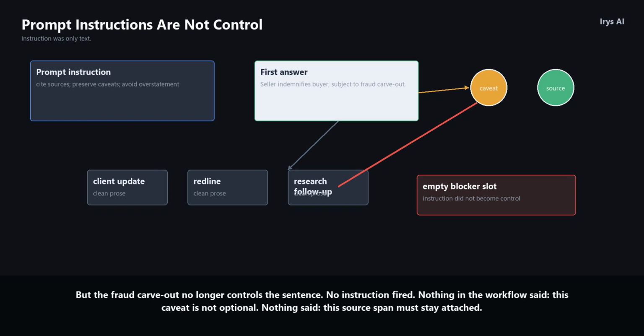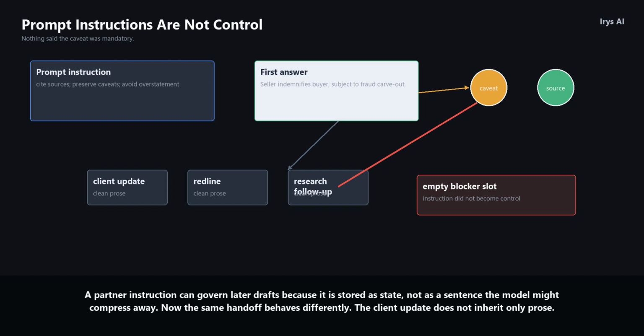It still sounds professional, but the fraud carve-out no longer controls the sentence. No instruction fired. Nothing in the workflow said, this caveat is not optional. Nothing said, this source span must stay attached. Nothing said, if the final answer ignores the carve-out, stop the answer before it ships. Prompt instruction and workflow control split at that point.